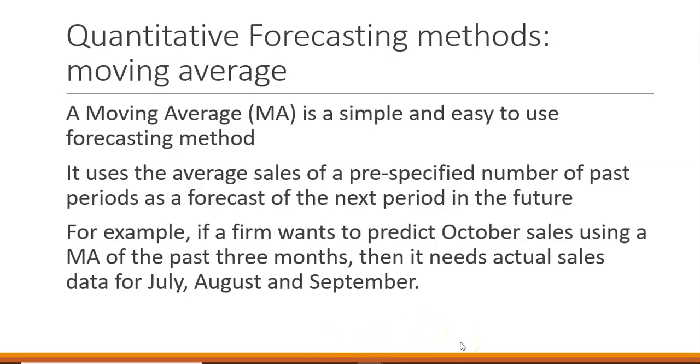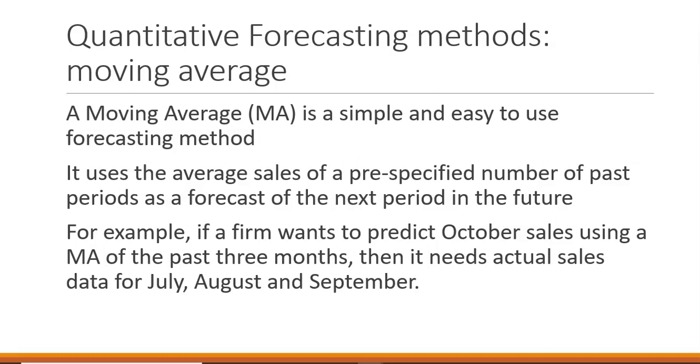So now to talk about the quantitative forecasting method. The first one introduced in the textbook is moving average. Moving average is a very simple and easy to use forecasting method. It uses the average sales of a number of past periods as a forecast of the next period in the future. So this is a pre-specified number.